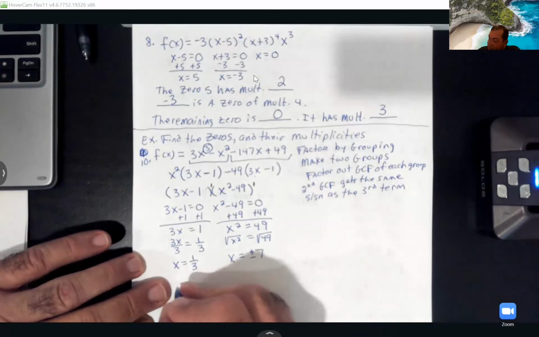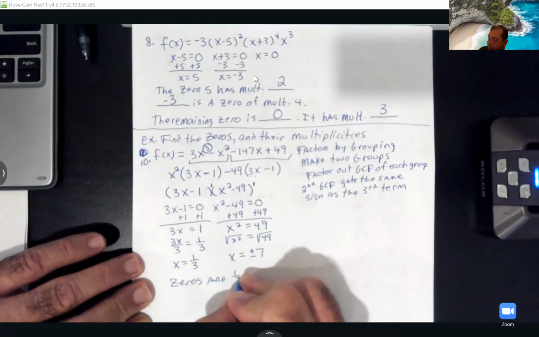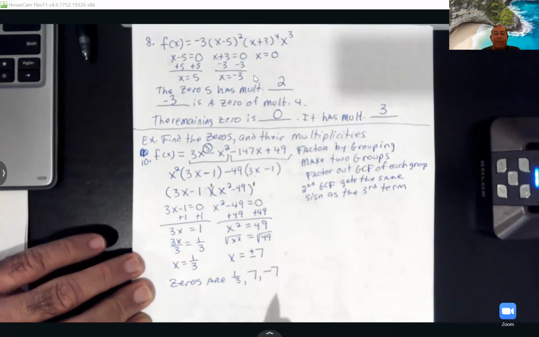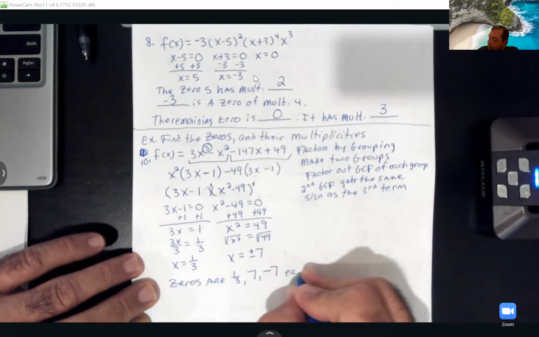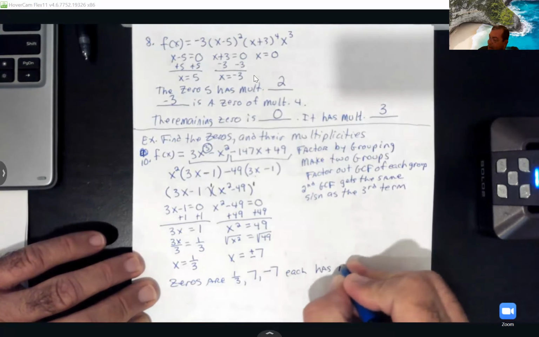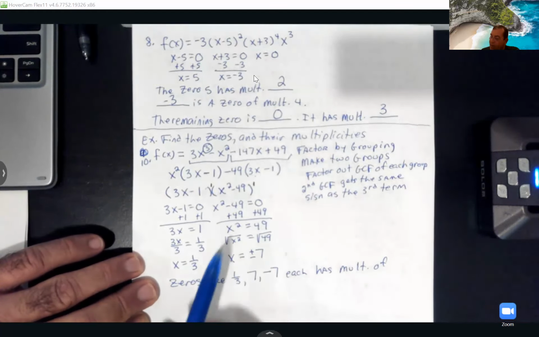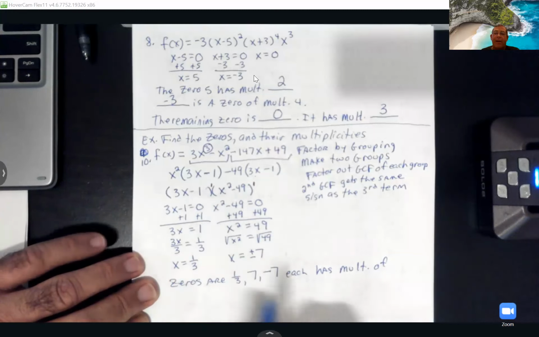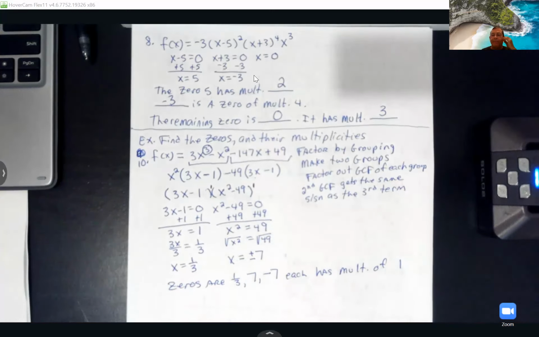So the zeros are 1/3, 7, and negative 7. Now it'll let you use the plus or minus here if you want. So those are my 3 zeros. Each has a multiplicity of, well, y'all, we said right here, if there wasn't no exponents, we put a 1 there. So each of these has a multiplicity of 1.